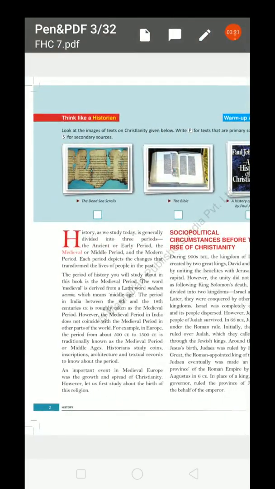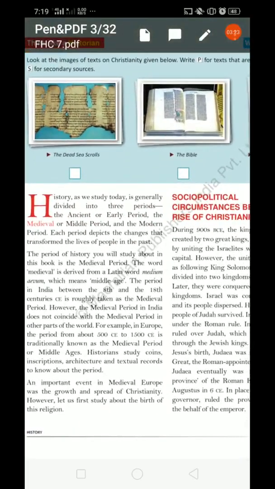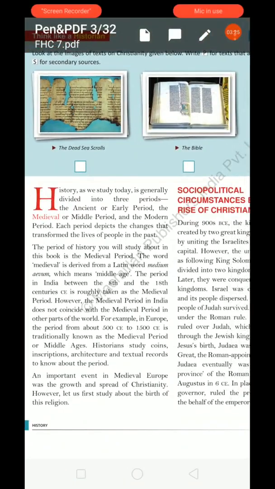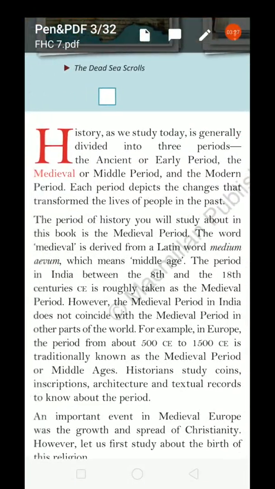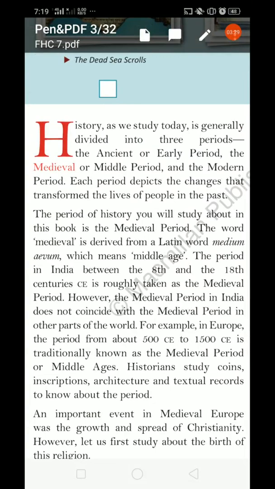Next, page number 2. History as we study today is generally divided into 3 periods. History is divided into 3 periods. What are these? Just remind. Ancient or early period, the medieval or middle period, and the modern period.